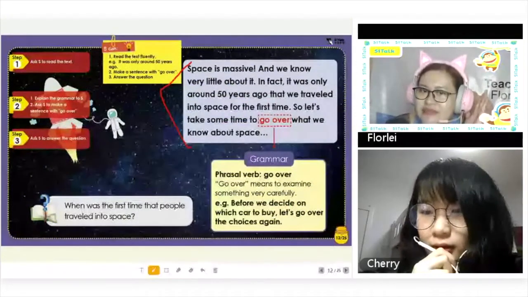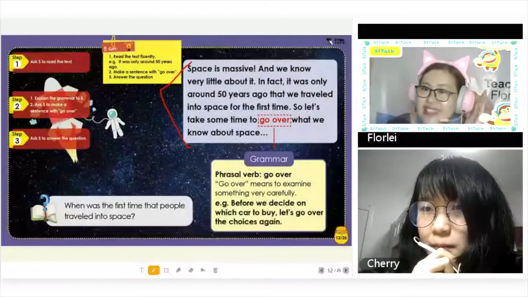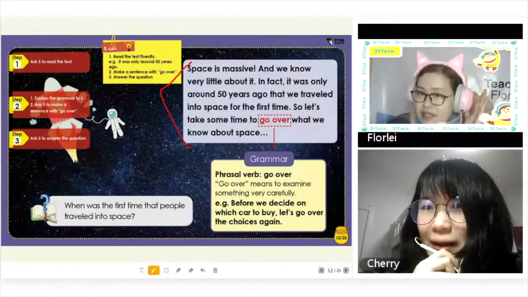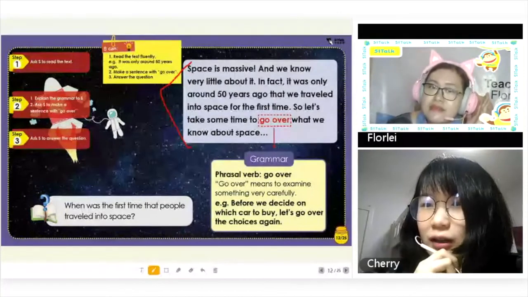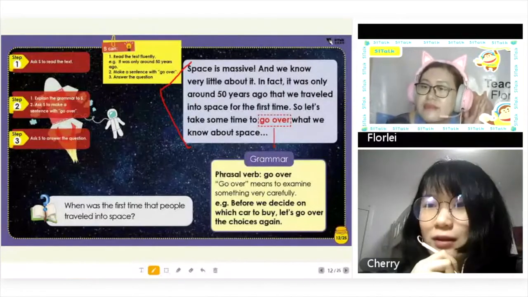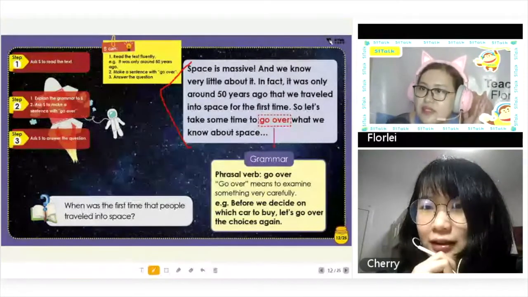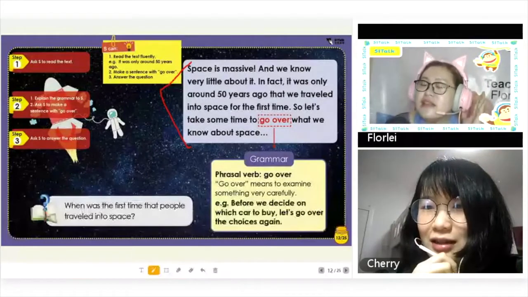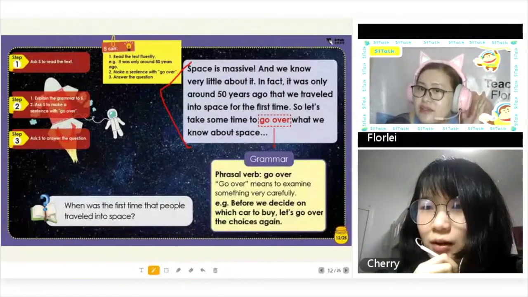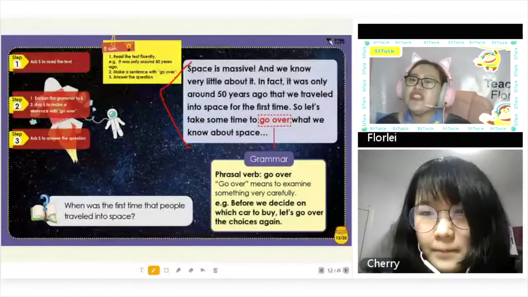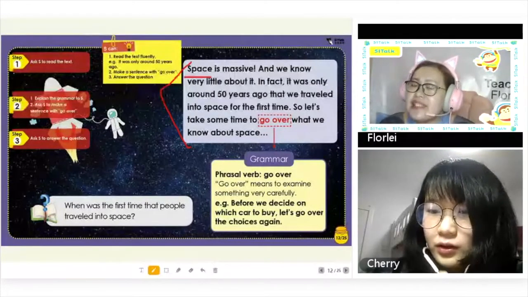Let us read the paragraph. Space is massive, and we know very little about it. In fact, it was only around 50 years ago that we traveled into space for the first time. So let's take some time to go over what we know about space.